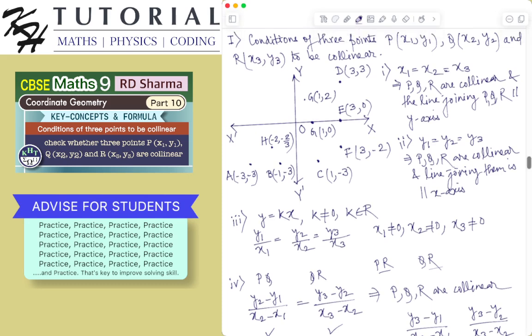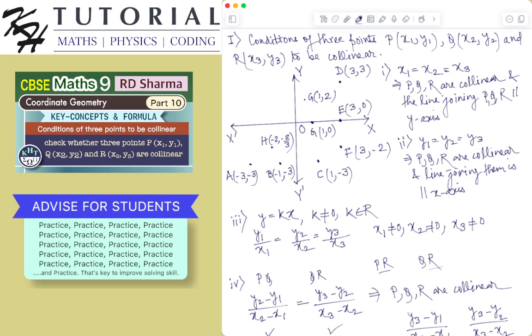If the points P, Q and R have the same abscissa, it will mean that they lie on a line which is parallel to the y-axis. So they will be collinear. In case 2, if the ordinates of all the 3 points are the same, then it will mean that they are collinear, they lie on a line which is parallel to the x-axis.